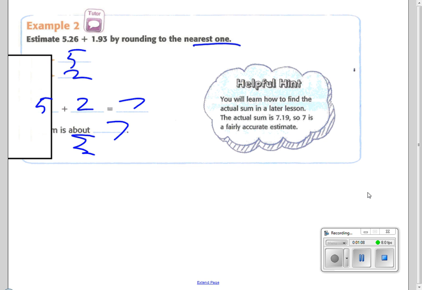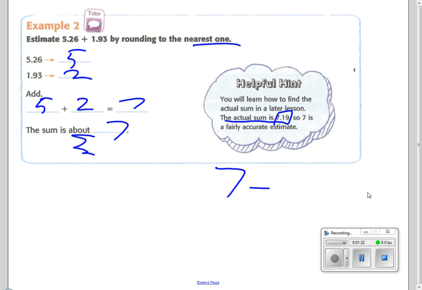Okay. Now something to keep in mind here. We're going to learn how to find the actual sum, and in this case, the actual sum is 7 and 19 hundredths. Okay. If you actually add them up together, it would be 7 and 19 hundredths. So 7 is not equal to. Sorry, 7 is approximately equal to 7 and 19 hundredths.